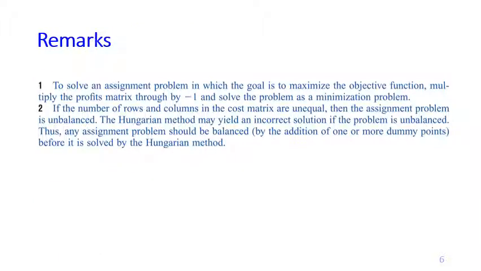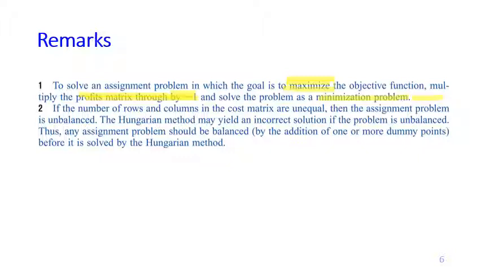Before we go to the example, there are 2 important remarks that I'd like to talk about. First, if the problem is a maximization, then you can still solve it. This is how you do it. You multiply all the profits in the matrix by -1. So now they become costs, and you would like to minimize the cost. So multiply the profits by -1, and then you can solve the problem as a minimization problem as usual.